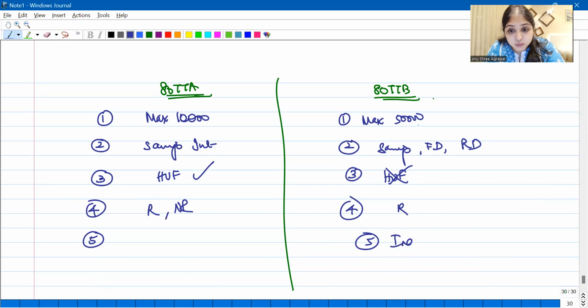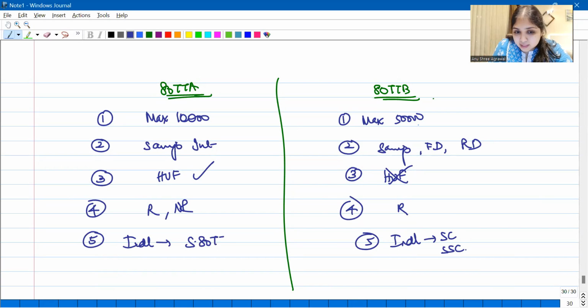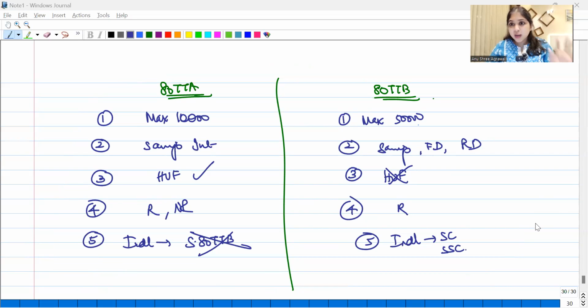And lastly, point number 5. 80TTB is for which individual? 80TTB is for that individual who is a senior citizen or super senior citizen. 80TTA is for which individual? It is for that individual for whom 80TTB is not applicable. If you've understood this differentiation, any question under 80TTA, 80TTB, you will be able to handle without any mistake.